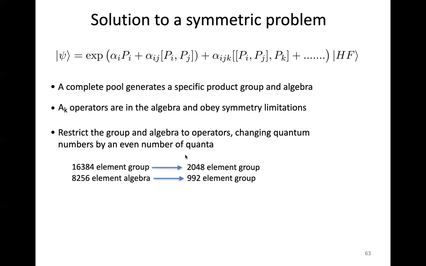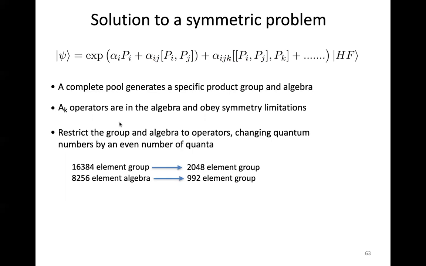And what we can do, we can say, okay, let's restrict our group and algebra to operators that change quantum numbers by an even number of quanta, because we know that these operators that we need are actually also part of this algebra and of this group. So all other operators are not here because they would not take our state to the other state of the right symmetry. And then basically we don't need such a big group which the complete pool generates. We can just get a smaller one.